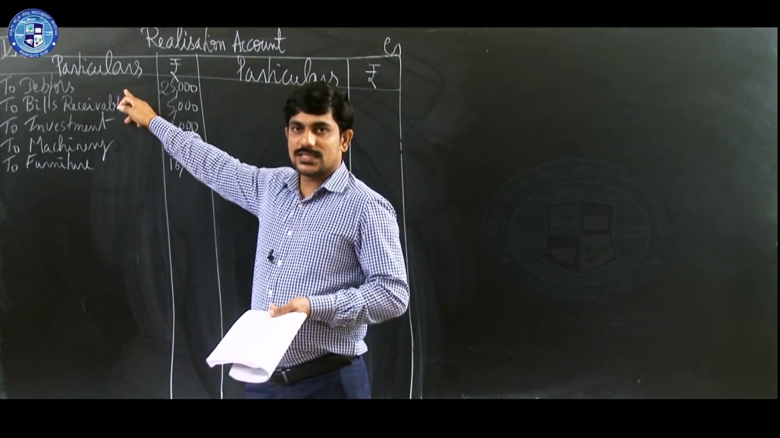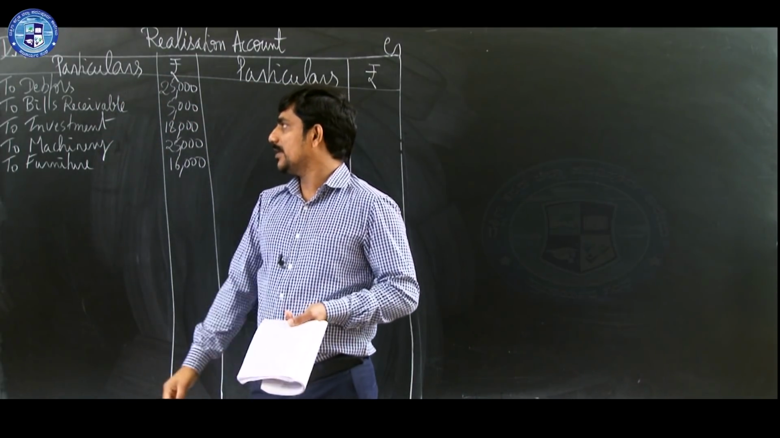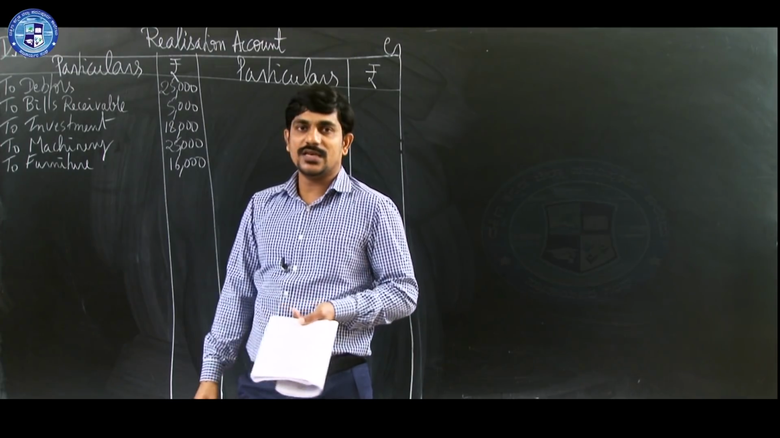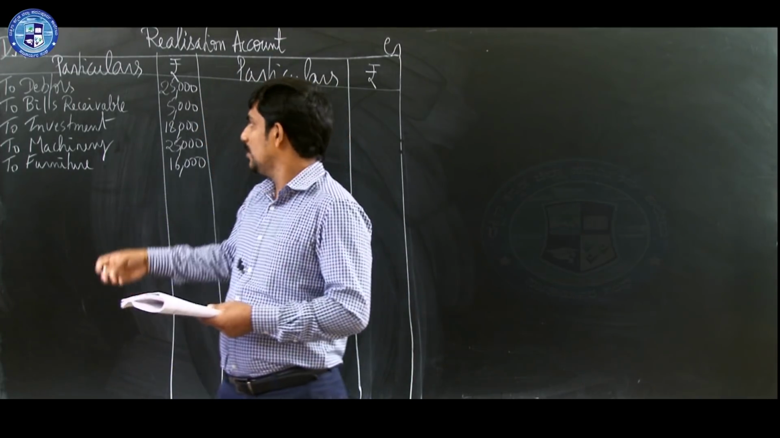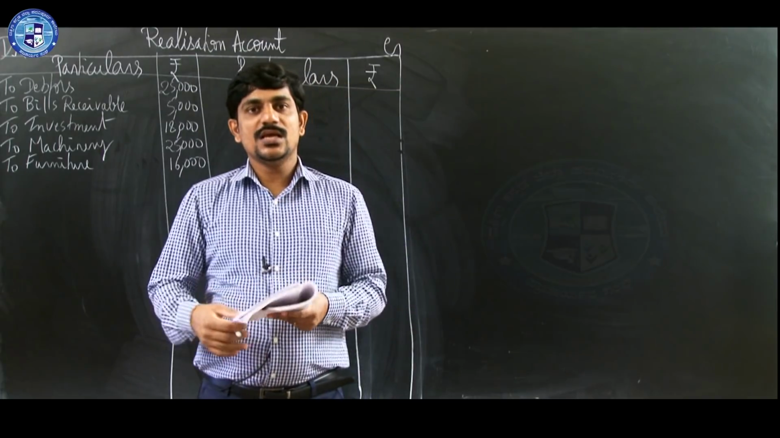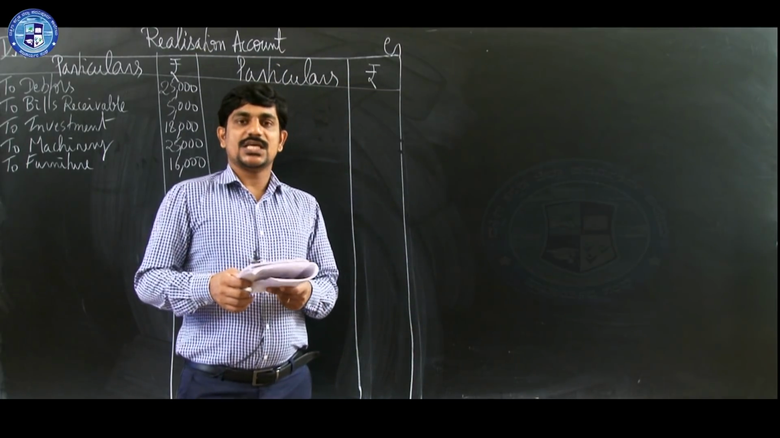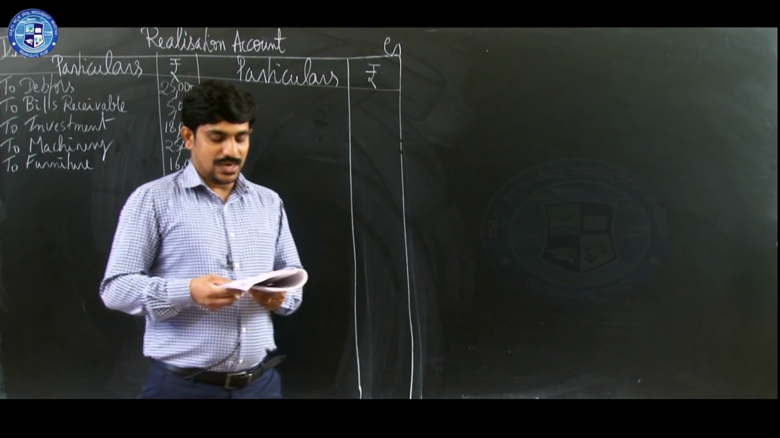So how many assets are there? 5. Debtors, bills receivable, investment, machinery and furniture. These assets you have to realize. Now let us see which are the external or outsiders' liabilities. Go to the liability side.